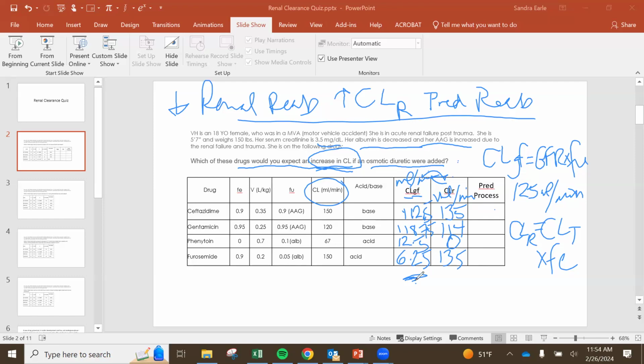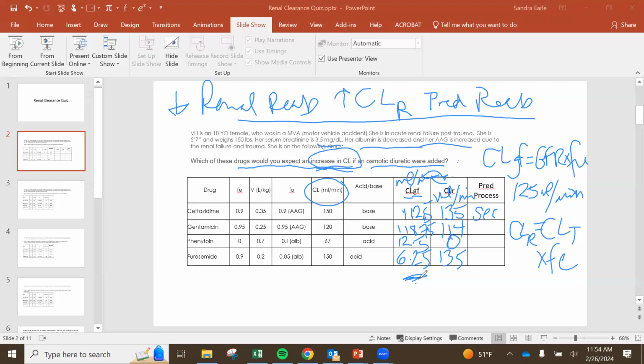All right, so let's look at ceftazidime. 112.5 mL per minute is coming into the glomerulus, and 135 is coming out. So it must be predominantly secreted, because drug is added right after the filtration. So we have more drug going out than came into the tubule. So we must have predominantly active secretion going on.